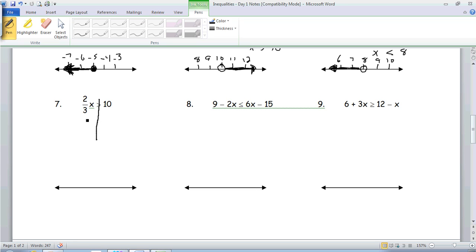Alright, we don't have a constant, but we do have a coefficient. So I can divide by my coefficient. I'm going to divide by 2/3. And remember, if you're dividing, you can flip your fraction and multiply. I end up with 30 over 2, which is the same as 15. So I have x is greater than 15.